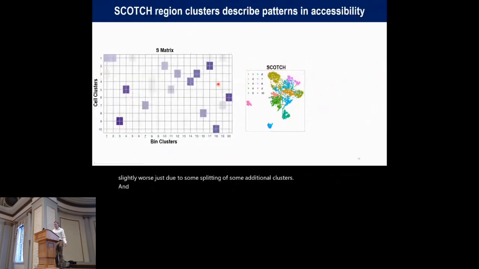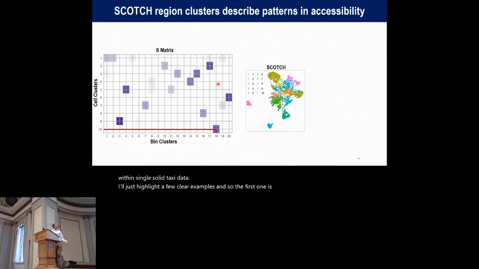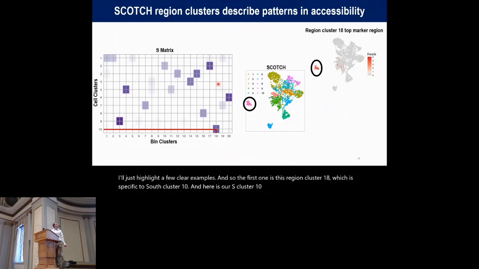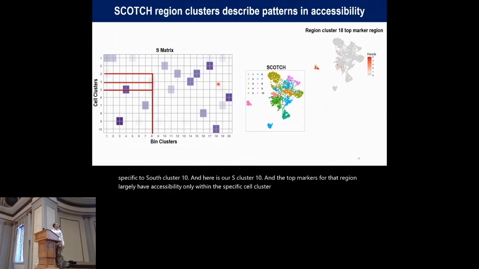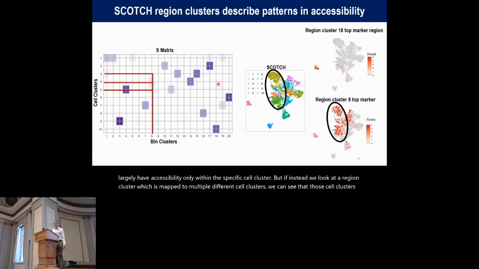And so to show the benefit of SCOTCH for being able to identify combinatorial relationships within single-cell ATAC-seq data, I'll just highlight a few clear examples. The first one is region cluster 18, which is specific to cell cluster 10. And here is our cell cluster 10, and the top markers for that region largely have accessibility only within the specific cell cluster. But if instead we look at a region cluster which is mapped to multiple different cell clusters, we can see that those cell clusters largely contain shared accessibility profiles.